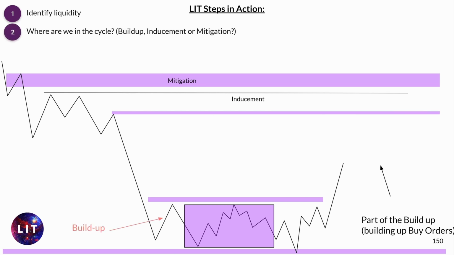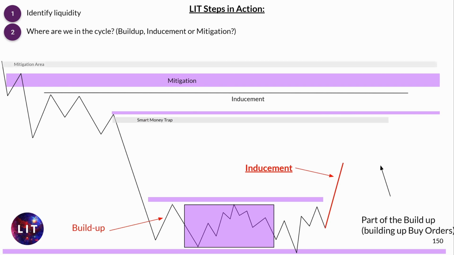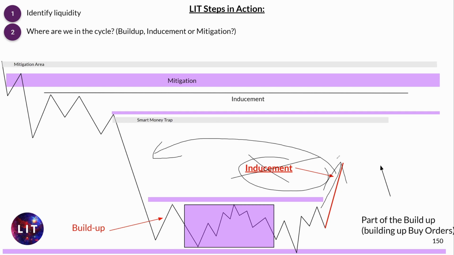So what to do next? We identify where we are in the cycle: the build-up cycle, the inducement cycle, or the mitigation cycle. Now we're just having a minor inducement out of Asia. But again, if we look at the bigger picture back to the left, we have not done anything. We did not mitigate any demand or supply zone, or grab any liquidity. So that's just a minor inducement on the intraday aspect of it.